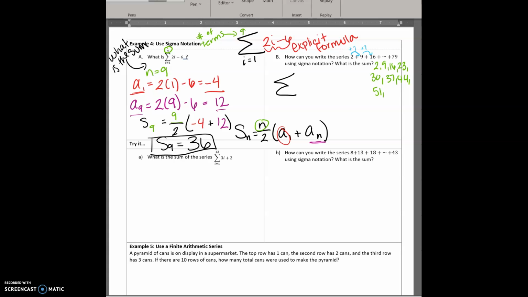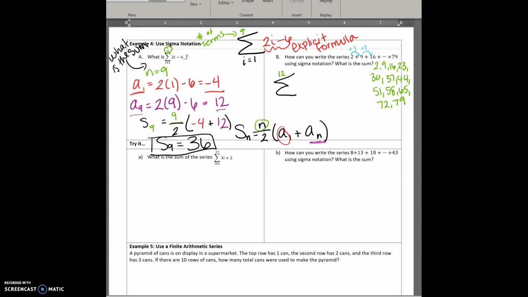So 51, 58, 65. I'm counting by sevens, and I'm at the 79 now. So I need to count how many there are here. 1, 2, 3, 4, 5, 6, 7, 8, 9, 10, 11, 12. So there's 12 terms. So I'm going to write up here 12.